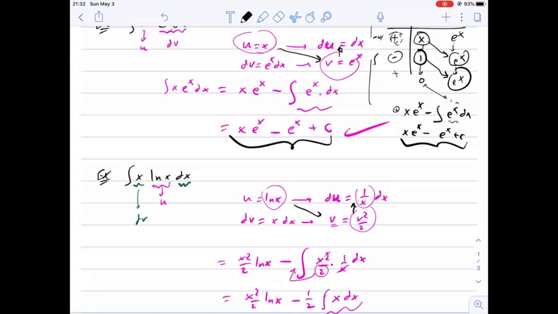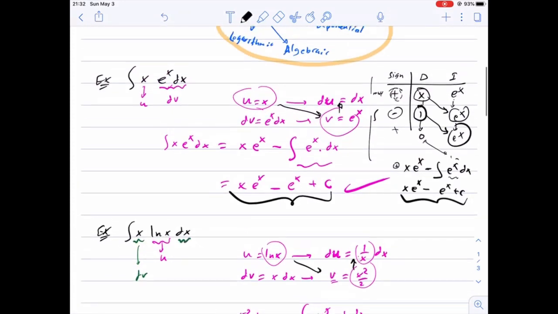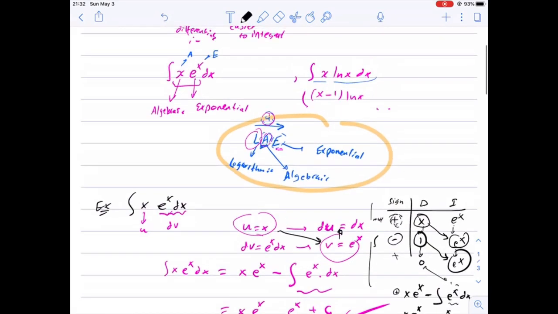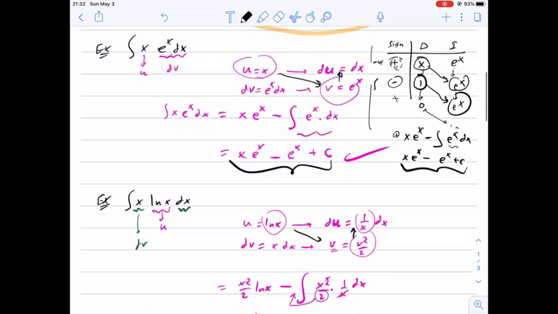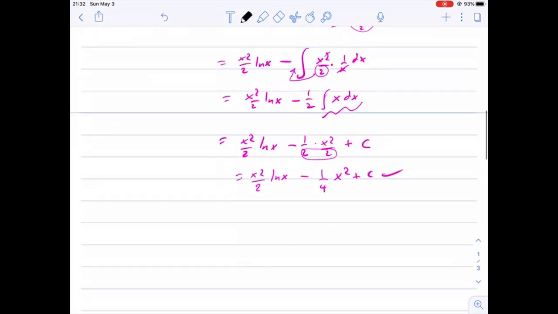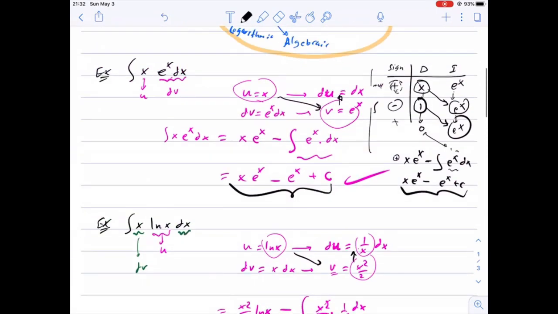But for me, I usually use the UDV method, this method. And here actually it's not necessary to get 0, but if you get some expression that's easy to integrate, then that's it.